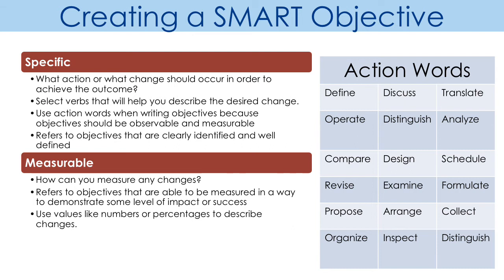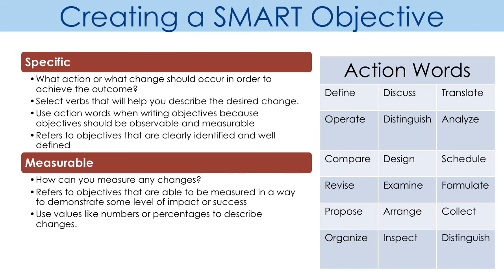With regard to measurable, you want to answer the question, is it quantifiable and can we measure it? Can you count the results? Measurable indicates those objectives that are able to be measured in a way to demonstrate some level or impact of success. How can you measure changes? You can use values like numbers or percentages to describe changes.